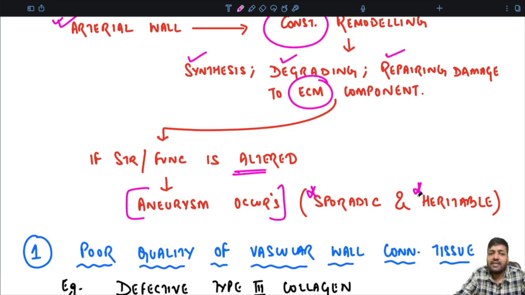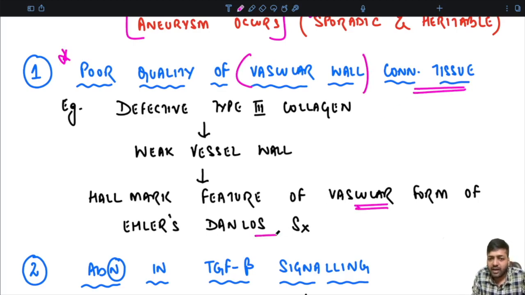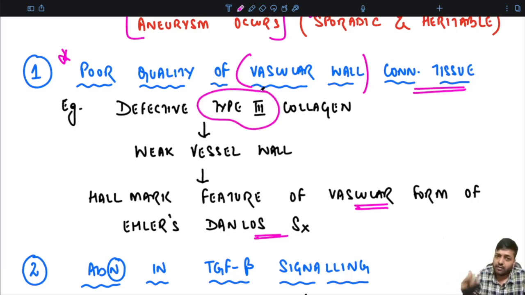So the basic problem is that there is a structural or functional alteration of the extracellular component in case of aneurysm. The first important point in the pathogenesis is the poor quality of the vascular wall connective tissue. For example, in the vascular form of Ehlers-Danlos syndrome, there is a defective type 3 collagen, which is one of the components of the extracellular matrix. Because of the defective type 3 collagen, there is a weakened vessel wall. That is why it gives rise to aneurysm. So this is the hallmark feature of the vascular form of Ehlers-Danlos syndrome, which is one of the heritable conditions.